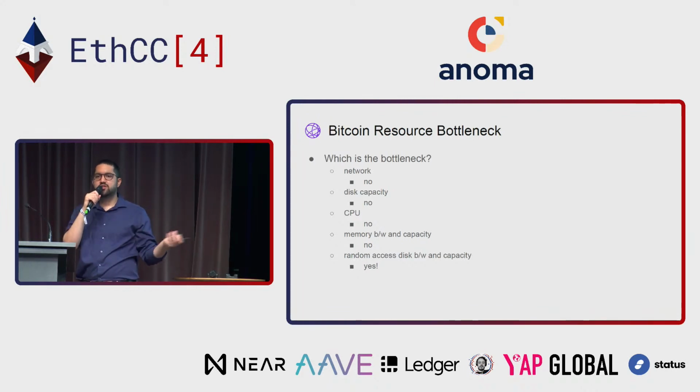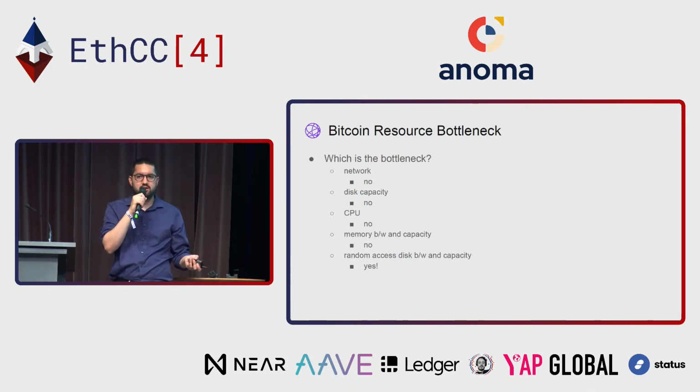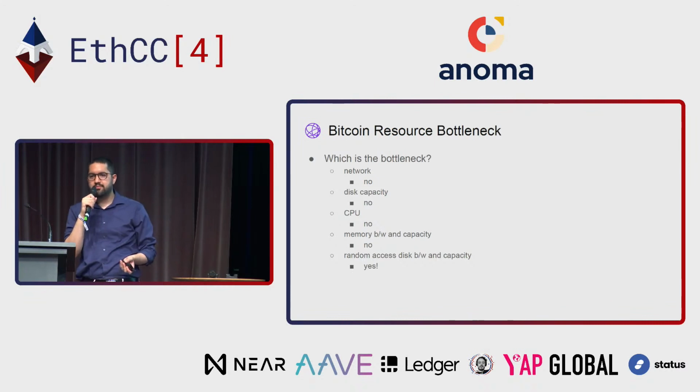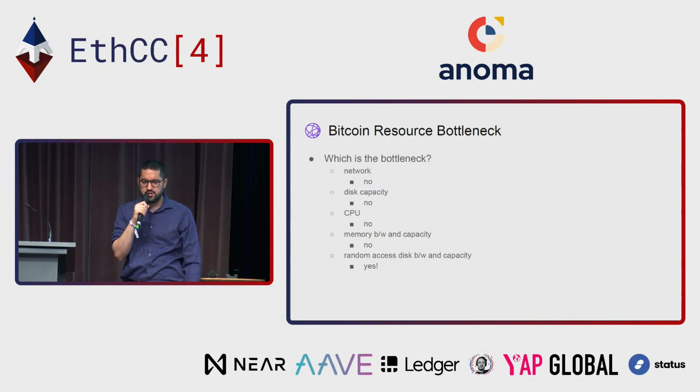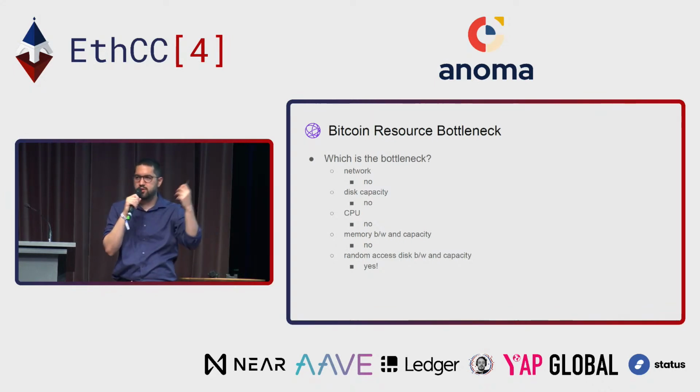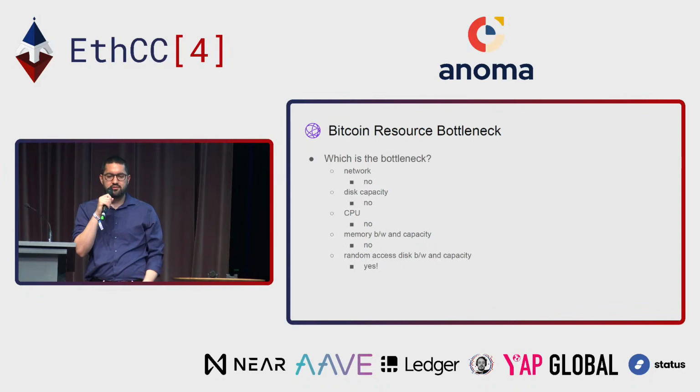Was the CPU cost a bottleneck, just verifying signatures and validating the predicates? Also no, because you've potentially quadrupled the amount of signatures you have to verify. So signatures aren't your bottleneck. CPU cost isn't the bottleneck. Is the memory bandwidth and capacity the bottleneck? Well, Bitcoin doesn't have complex memory usage and copying bytes. So no, just by virtue of it being Bitcoin, not because of Segwit. So is the consumption of random access disk bandwidth and capacity the bottleneck?